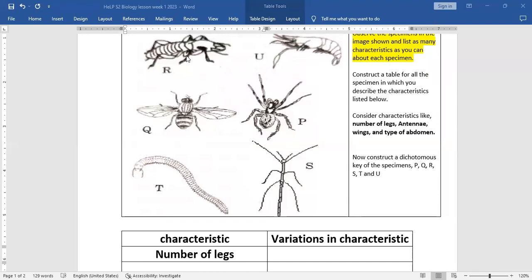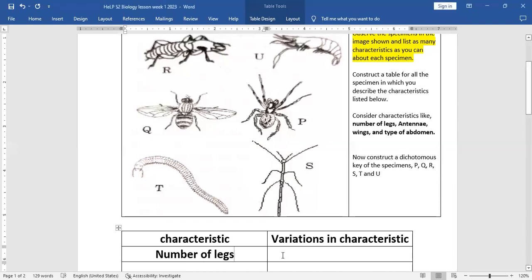But if you check R, Q, and S, how many legs do they have? R has 6. Q also has 6. I think they all have 6. They all have 6 legs.